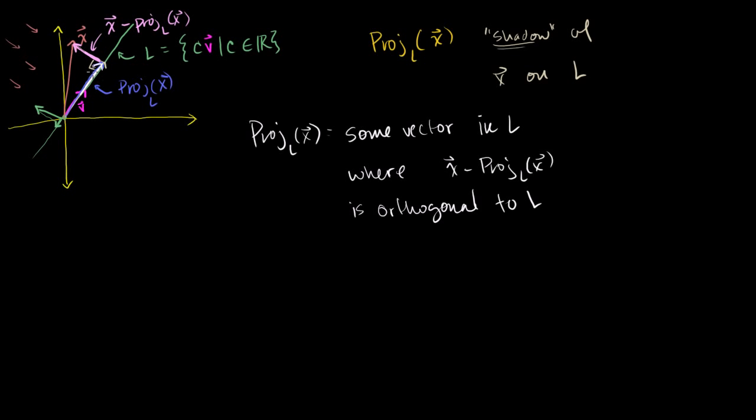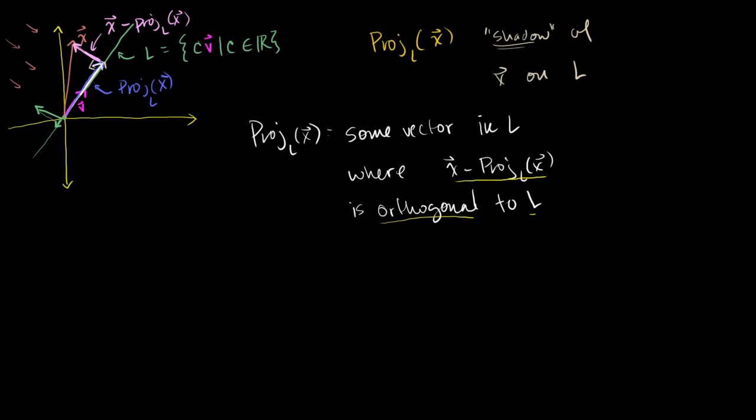This is my definition. And that is a little bit more precise, and I think it makes a bit of sense why it connects to the idea of the shadow or projection. But how can we deal with this? I mean, this is still just in words. How can I actually calculate the projection of x onto L? Well, the key clue here is this notion that x minus the projection of x is orthogonal to L. So let's see if we can use that somehow.